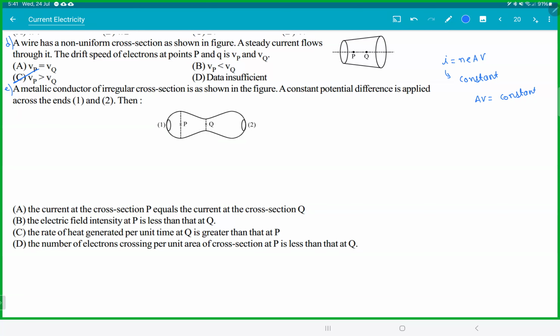Look at this thing. A metallic conductor of irregular cross-section is there. Constant potential difference is applied. Fair enough. Now you need to understand current will remain same. It doesn't matter how thick it is or thin it is, the current will remain same because it's the same amount of charge that is flowing. So A is right. The simple reason: same charge flows per second.